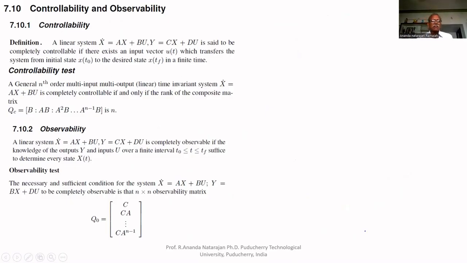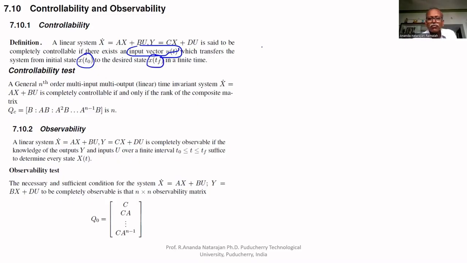The system x dot equal to Ax plus Bu and y equal to Cx plus Du is said to be completely controllable if there exists an input vector u of t, which transfers the system from the initial state x of t naught to a desired state.